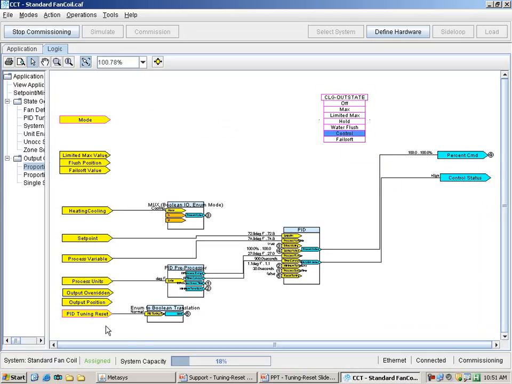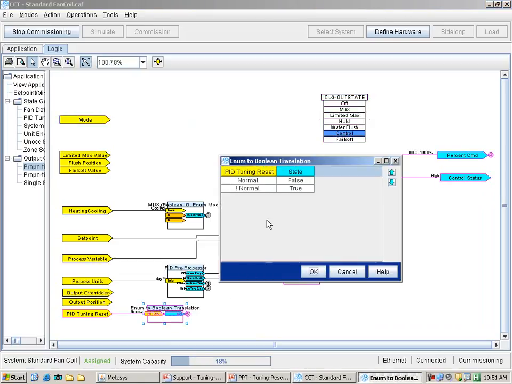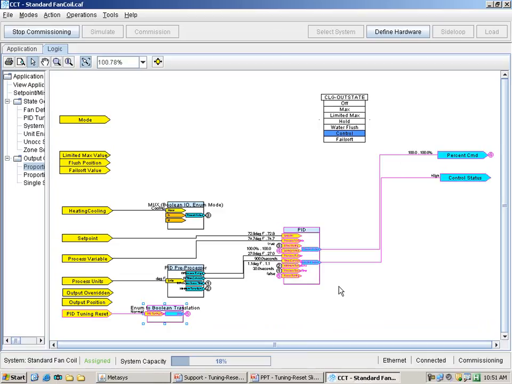And here's the PID layer. Here's the enum to Boolean translation block. Let's take a look at that. And we can see we're currently in the normal input, which gives me a false output to the PID block. So the PID is not being reset at this point in time.